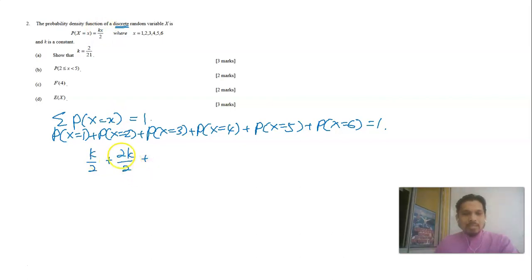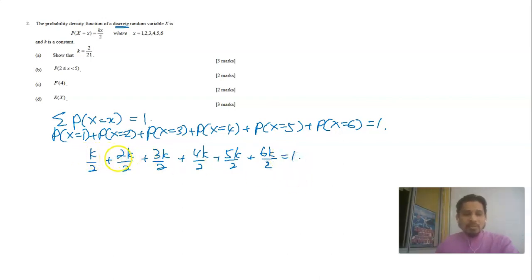Okay, I will leave this as 2 over 2, even though we can simplify this as 1, because after this we're going to add all of them. So let it be as a fraction with a denominator of 2. So don't simplify this first, okay? When x equals 3, 3k over 2, 4k over 2, plus 5k over 2, plus 6k over 2, equal to 1.